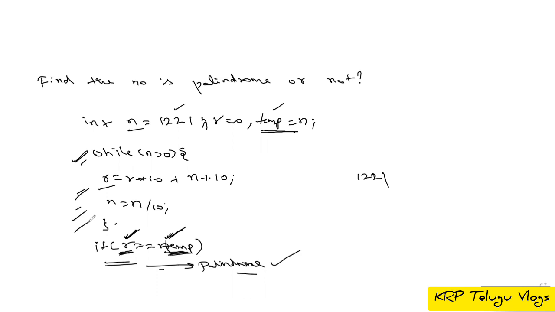So actual number is where? In which variable actual number is present? Temp. So temp is 121. So reverse number is also 121. So both are equal. You can say that the number is palindrome. Clear, Ausha? Yes, sir. Okay. Can I erase? Yes, sir. Okay.